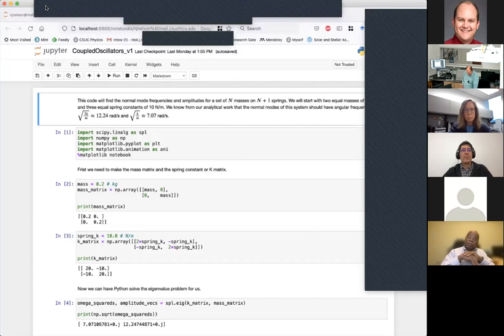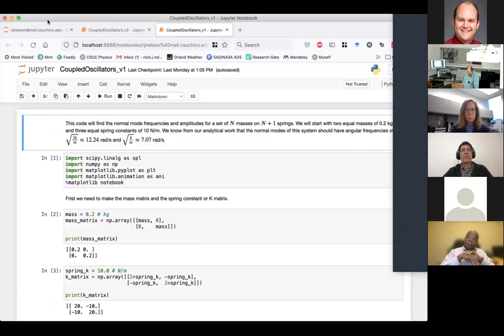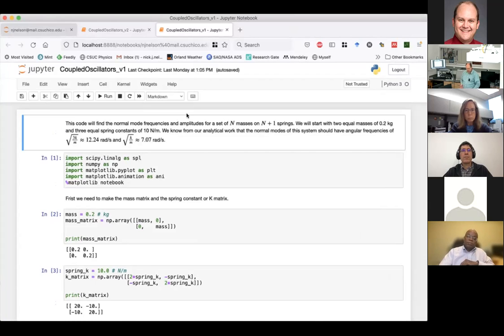Okay, so what I did was create a Jupyter notebook. This is Python, that I would give the students for this exact problem, two masses on three springs. It would tell them, if I have masses of 200 grams and springs that all have spring constants of 10 newtons per meter, and I solve the system analytically, I should have two normal modes, my 3k over m and my k over m, square roots. Again, these are the angular frequencies, not the actual frequencies.